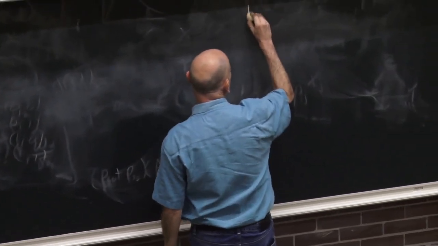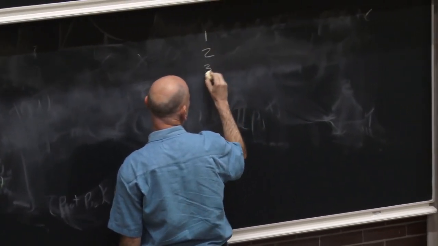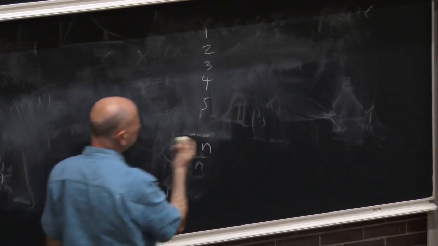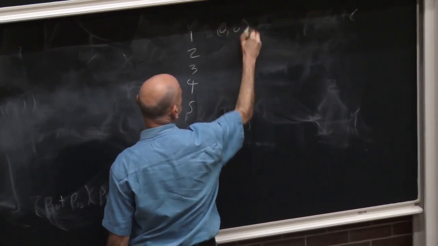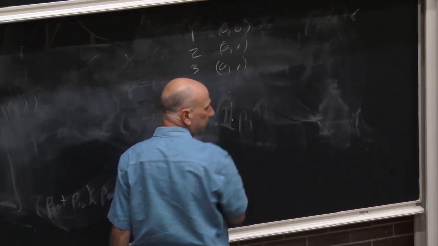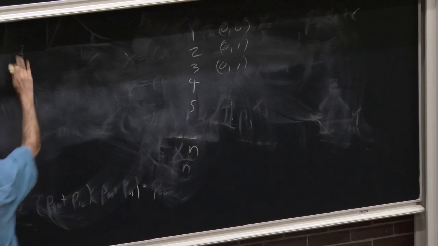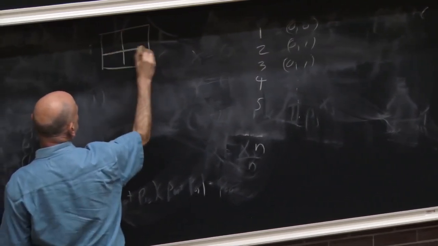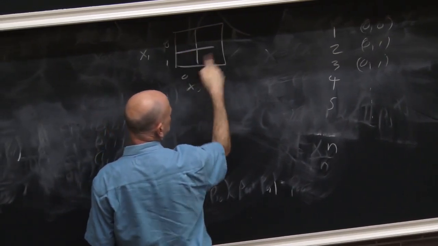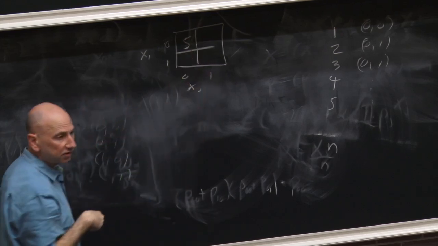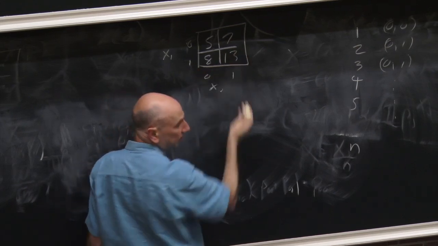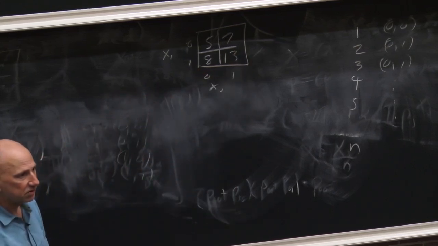So we have person 1, 2, 3, 4, 5, and so on up to n. What's a typical data point? Maybe this person looks like this: a 0, 0. Maybe this guy was a 0, 1. Maybe this guy was a 0, 1, and so on. You can think of this now in this table. You can put the counts here. Maybe there were 5 people who were 0, 0s, 7 people were 0, 1s, 8 people were 1, 0s, and 13 were 1, 1s. I'm just writing down the counts.